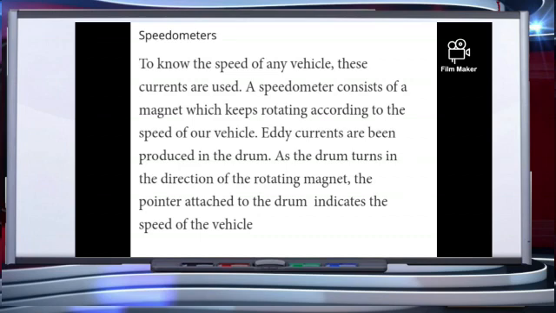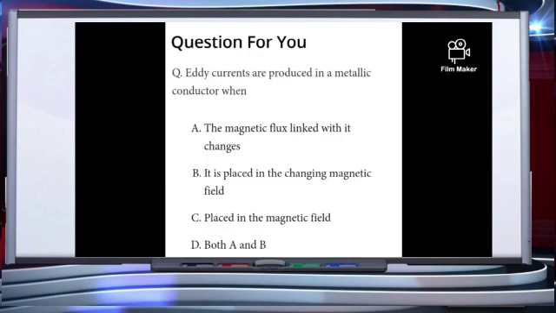Another very important application is the speedometer. To know the speed of any vehicle, these currents are used. A speedometer consists of a magnet which keeps rotating according to the speed of our vehicle, and this device is already installed in all vehicles, like bikes and cars. Okay, so this is all for today.